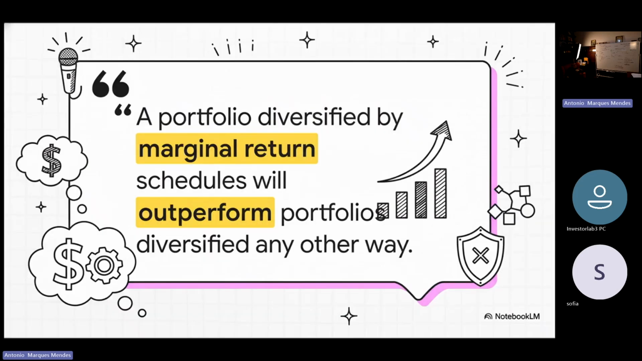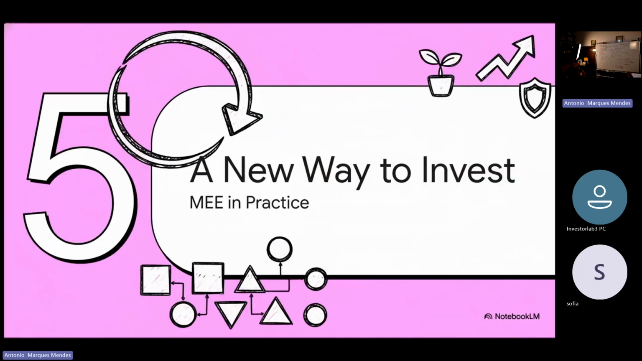And if you're looking for the mic drop moment, well, here it is. This is the fundamental theorem of diversification, which is the cornerstone of the MEE framework. And it's a bold claim. It says that if you follow this logic, if you always allocate your capital to the highest marginal returns, your portfolio will outperform portfolios that are diversified using any other method. It's completely reframing diversification, not as just a way to reduce risk, but as a way to actively optimize your returns.